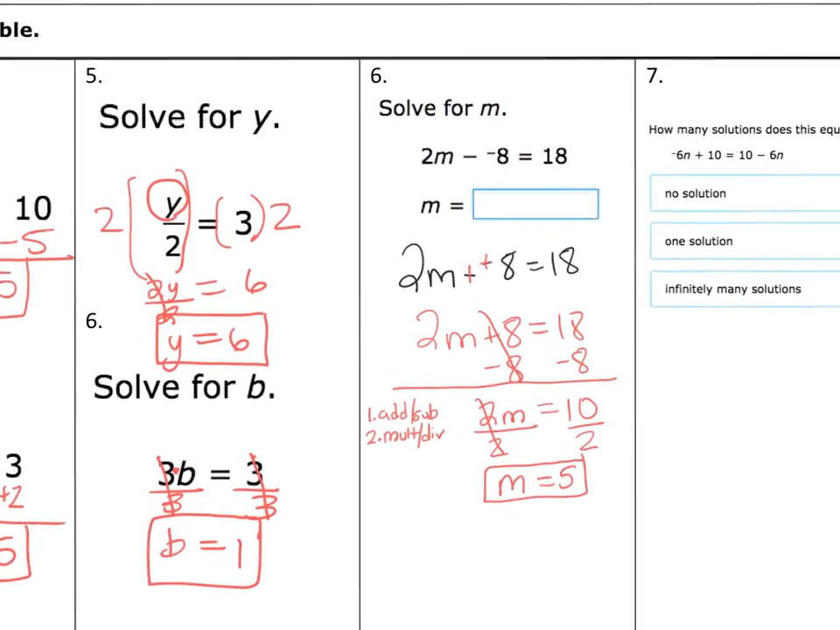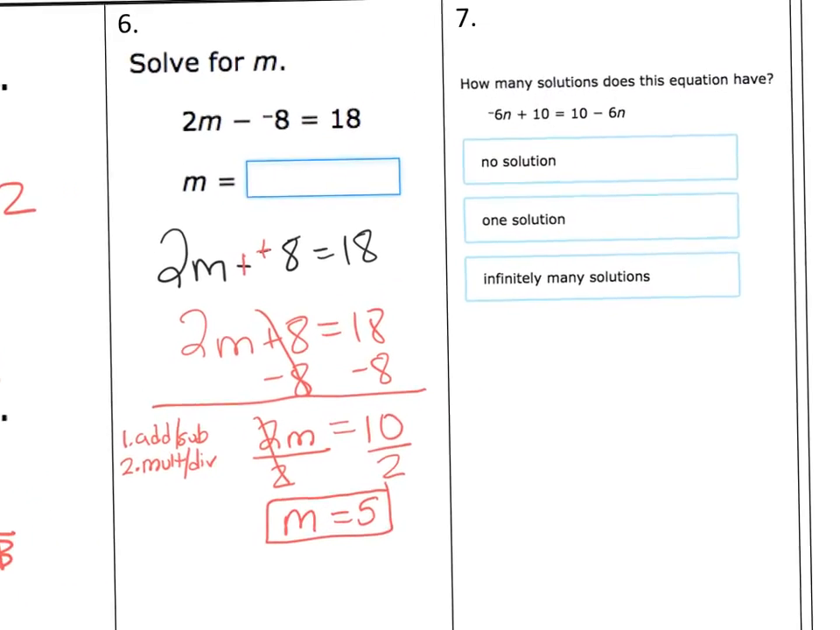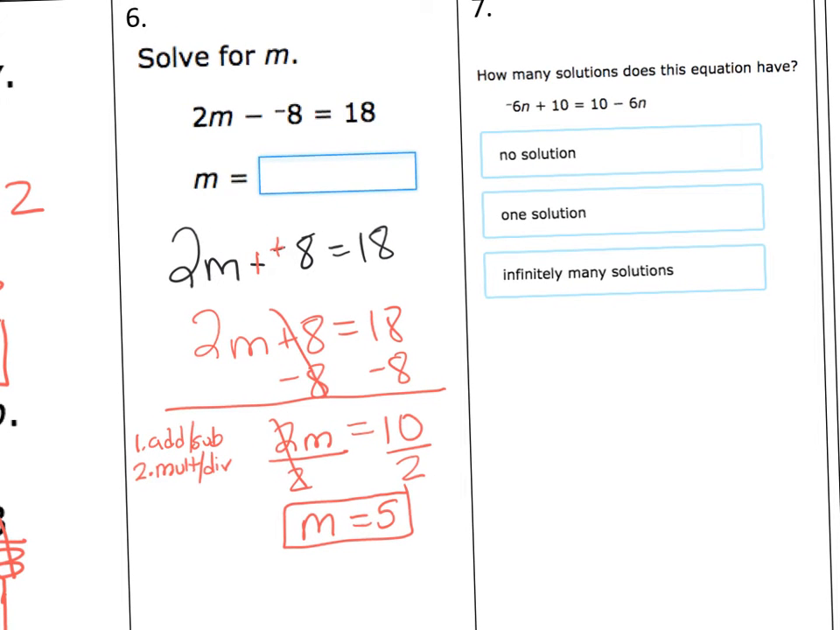Number 7, it's asking how many solutions does this equation have. So we're going to write DC MAM. I have negative 6n plus 10 equals 10 minus 6n. Destroy or distribute is the first step, but there are no parentheses and there are no denominators, so we're done with that one in DC MAM.